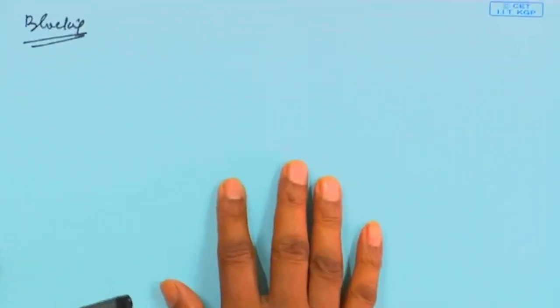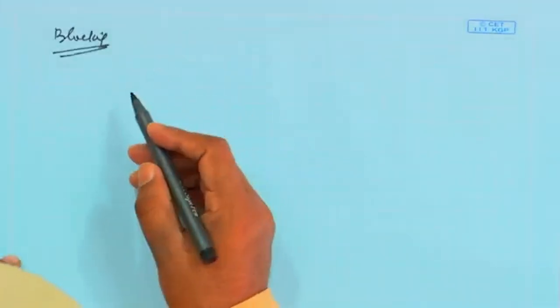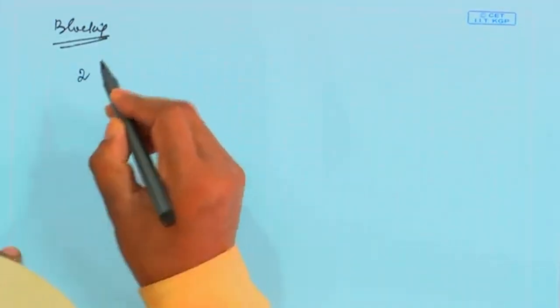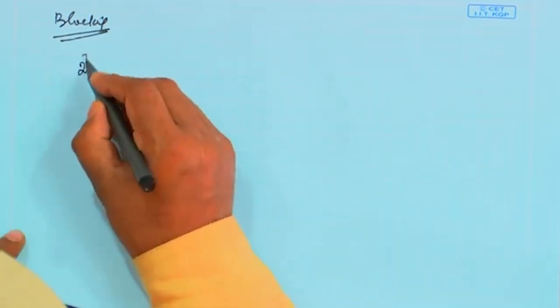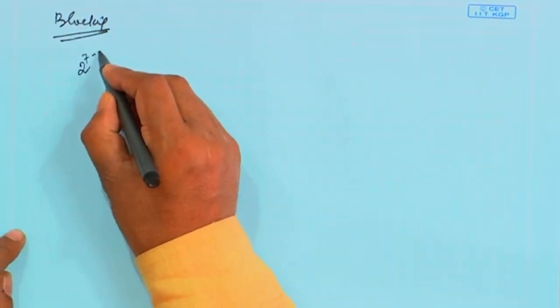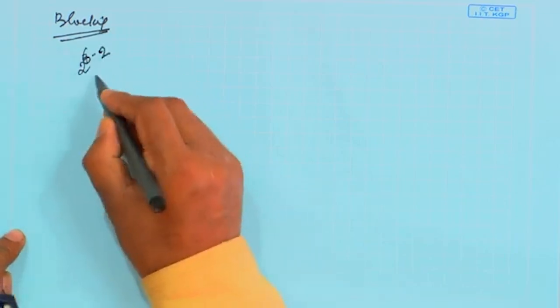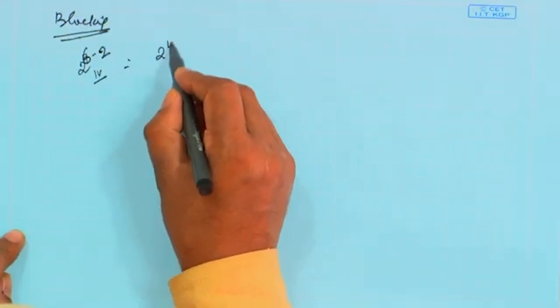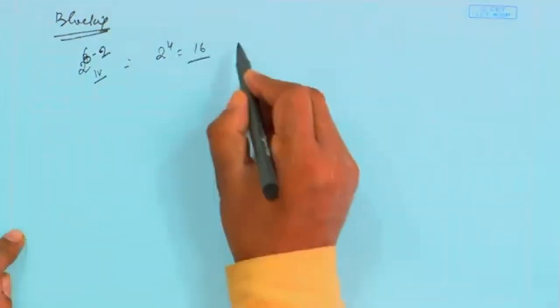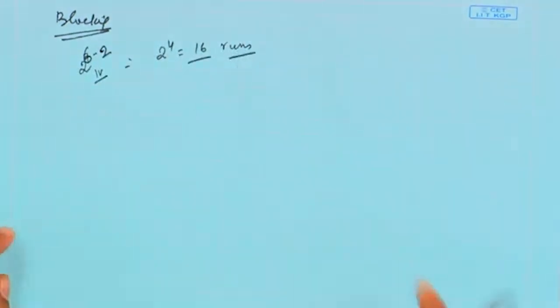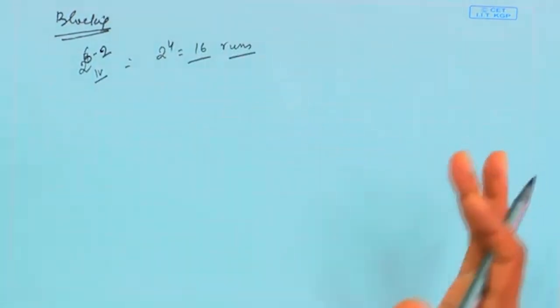Okay, blocking. All of you know blocking. As I told you, if you go for 2 to the power, suppose we take 7 minus, or 6 minus 2, let it be 6 minus 2, maybe a resolution 4 design. That means you require 2 to the power 4, which means 16 runs. If each run takes a lot of time, you may not get all 16 runs completed in one shift.